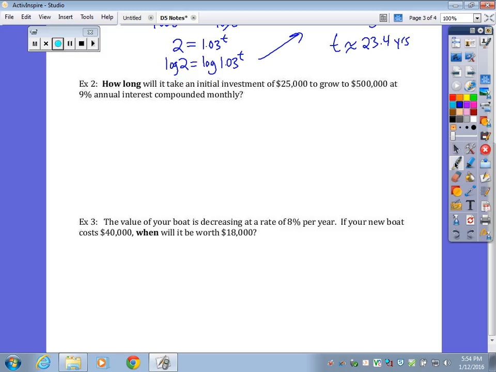Okay, how about example 2? How long will it take an initial investment of $25,000 to grow to $500,000 at a 9% annual interest compounded monthly? So, my formula one more time is A equals P times (1 plus R divided by N) to the power of N times T.